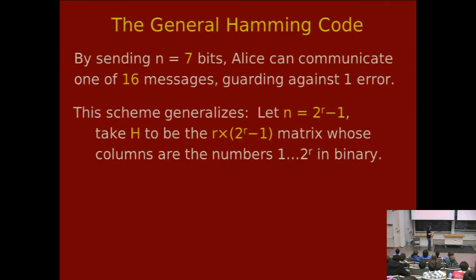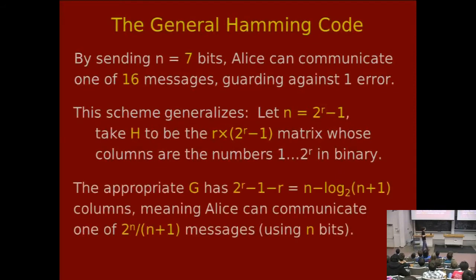In particular, for any value r, there is a scheme, I won't quite write it down, but H again has the property that it's an r by 2 to the r minus 1 matrix, the parity check matrix, where the columns are all the numbers written in binary. And there's some appropriate G that goes along with it, which has almost n columns. The long and short of it is that Alice can send messages of length almost n minus log n basically.